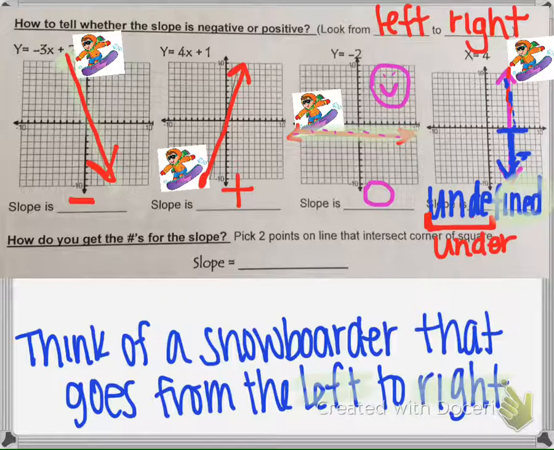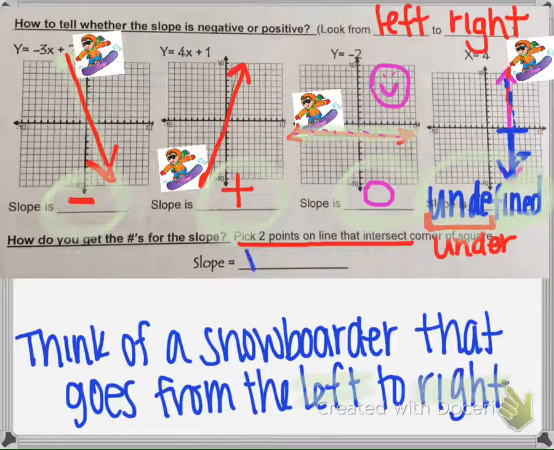Okay, so then the next part here. Now we talked about how to tell if the slope is negative, positive, 0, or undefined. Now we're going to talk about how we actually get the number. Is it positive 5? Is it negative 3/2? How do we get that? To help us do that, we're going to pick 2 points on the line that intersect at a perfect corner. In other words, you could read me the ordered pair if I asked you.